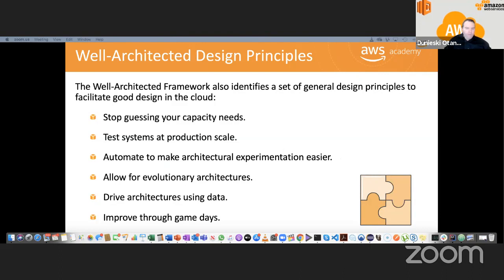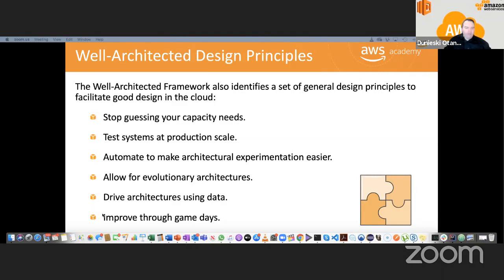You have to allow for evolutionary architectures. That's what I said before. You have to allow for changes and improvements, things that are going to change, new features, enhancing a feature, things like that. You have to drive architectures using data. Data is very important. Big data, that slogan says, it's all about the data. Improve through game days.